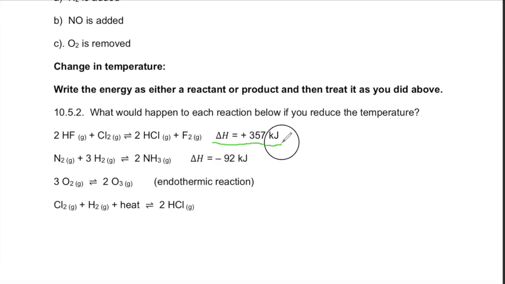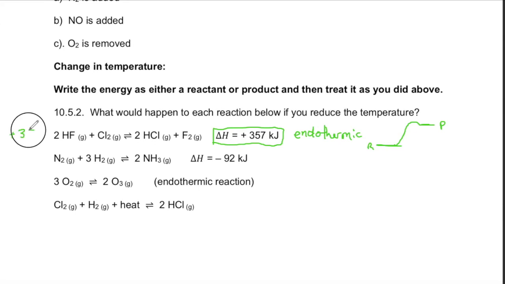So let's look at this reaction over here. The change in energy is a positive 357. That is an endothermic reaction. We're putting energy into the reaction to make the products. The products are higher in energy. Since we have to put energy into the reaction, we can write it as one of the starting materials, one of the reactants. We have to put HF into this reaction, we have to put chlorine into this reaction, and we have to put our 357 kilojoules into the reaction.